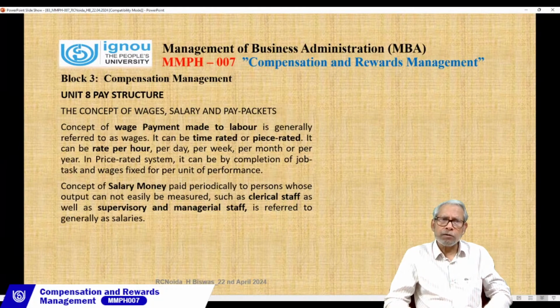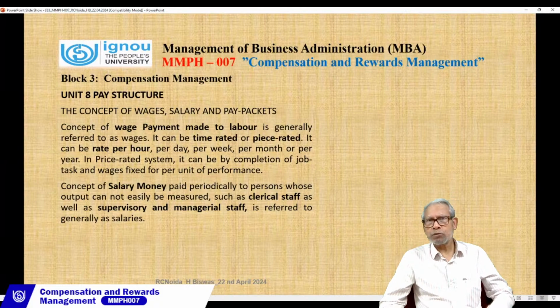Then the concept of salary is money paid periodically to persons whose output cannot easily be measured, for example clerical staff. You cannot exactly measure their output. Those in production and assembly shops you can measure, because you can see how many pieces or how much work they have done. Some mechanisms you can put in place, and you can count it quantitatively, quantity wise and also quality wise.